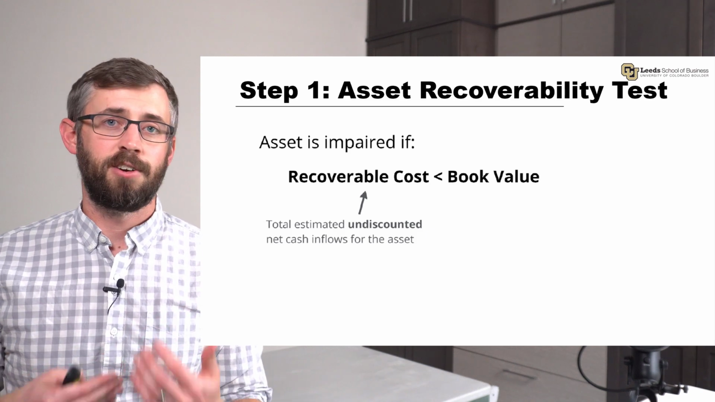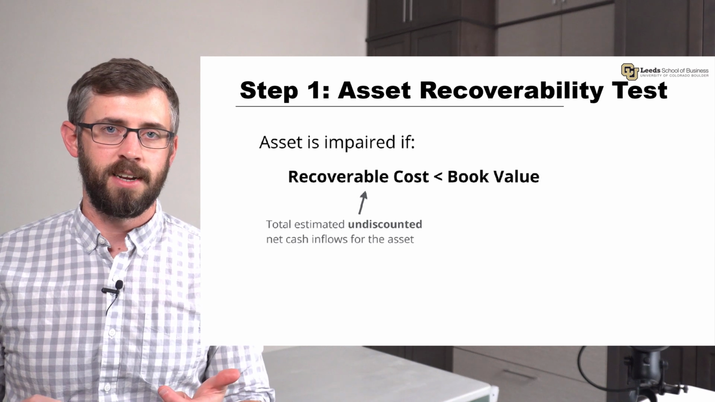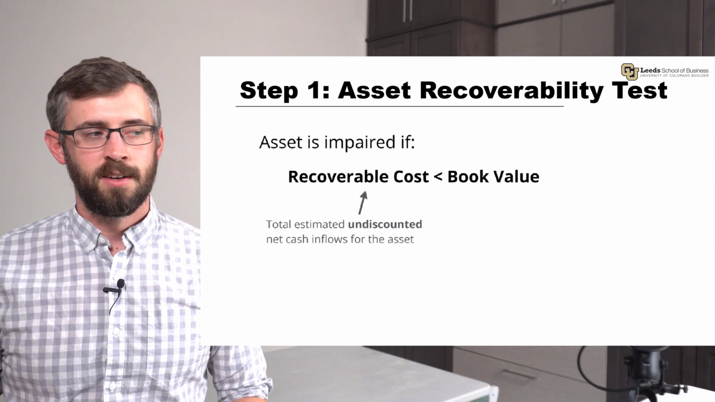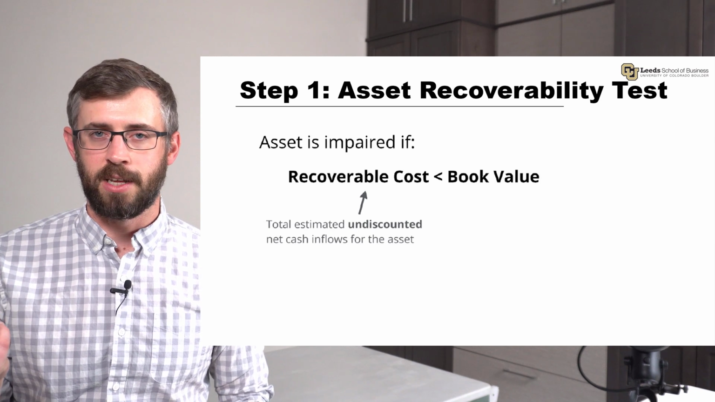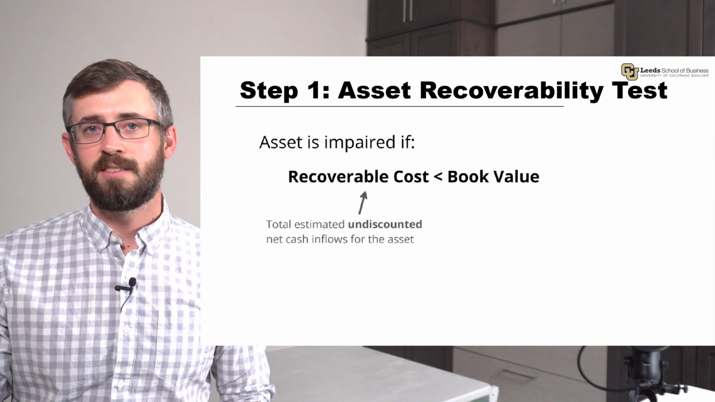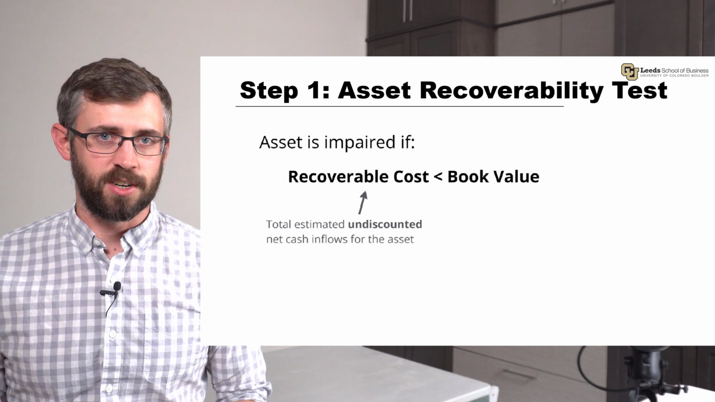So the undiscounted future cash flows that the asset will generate, we compare that to the book value of the asset. And remember, the book value, or the net book value, is the cost minus the current accumulated depreciation.